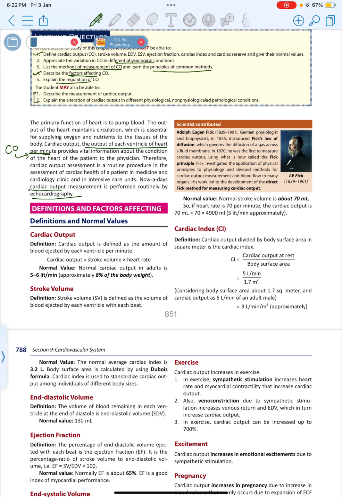ECG. Therefore, the output of each ventricle of the heart per minute provides vital information about the condition.